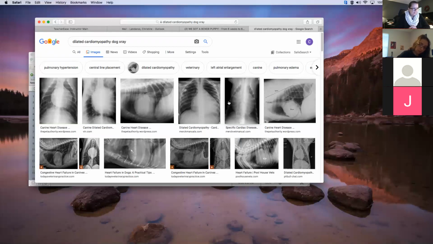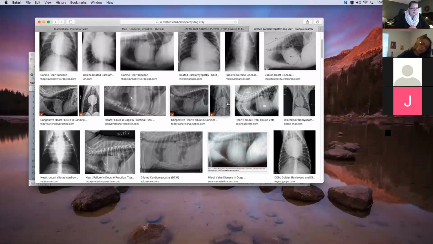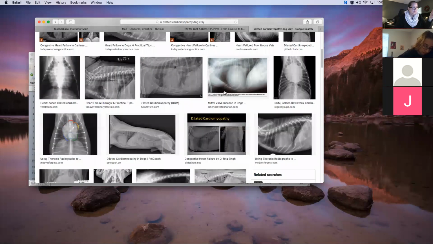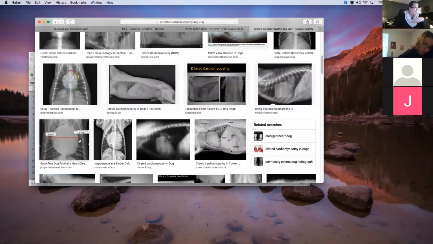Look how big that is. So when we take an X-ray, pericardial effusion can sometimes make a heart look that round. So when you see it round like this, it doesn't always mean dilated cardiomyopathy, but it's going to point us in that direction. We have to rule it out. There are other things that cause these X-rays. Look at this one. I mean, that is pretty huge.